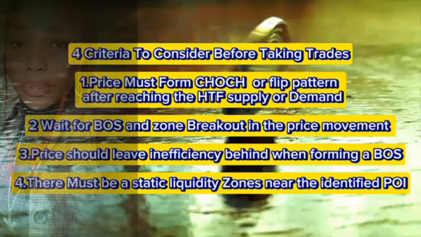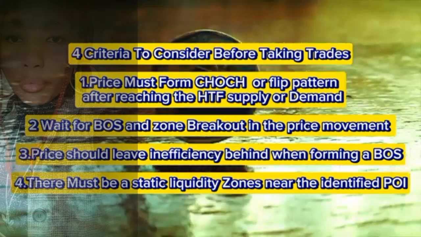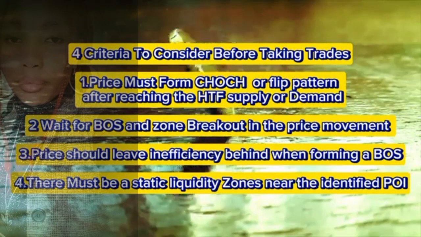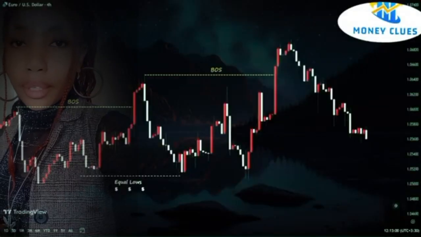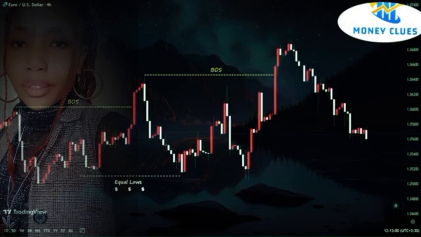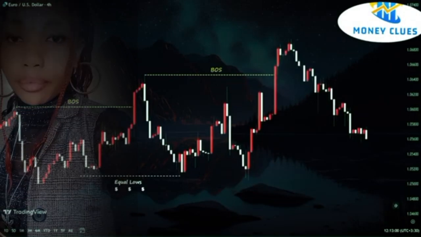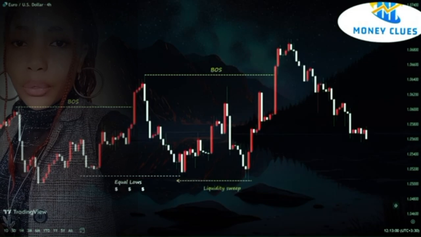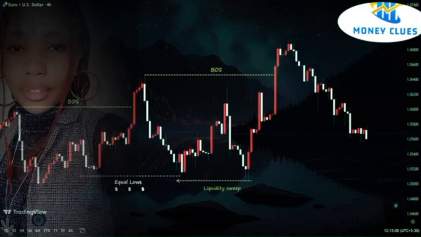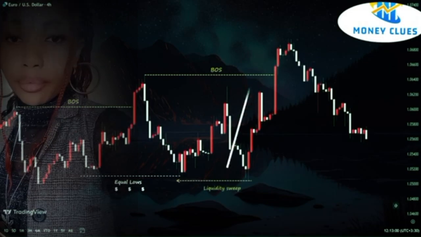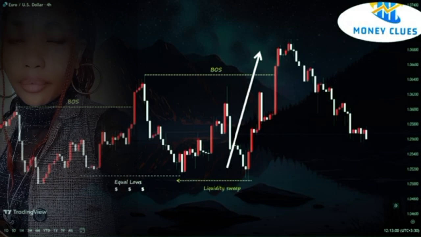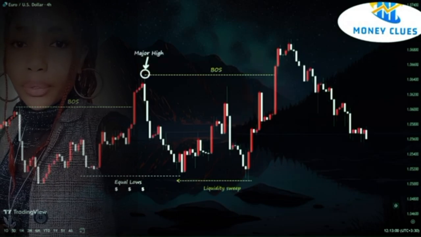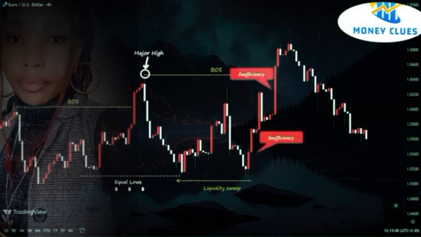To understand this, we will use a real chart example. Let's look at a real chart example with the euro to US dollar 4-hour time frame. The market's overall direction is bullish. After sweeping the sell-side liquidity accumulated below the equal lows, the price drastically pushed to the upside, breaking through the latest major high and creating a bullish break of structure with great inefficiency.